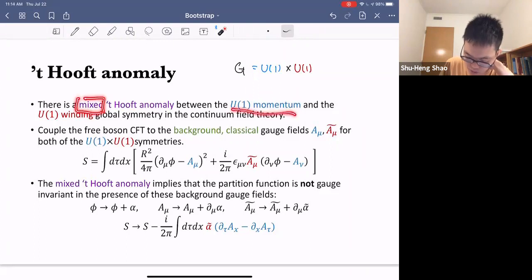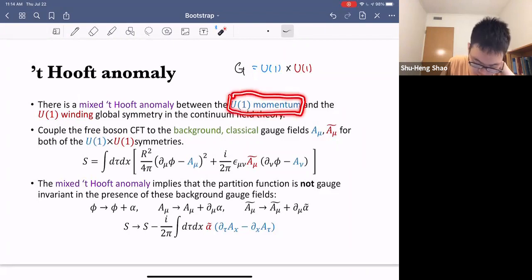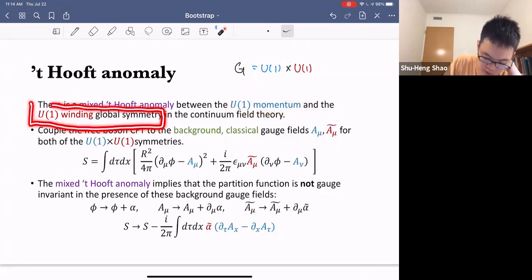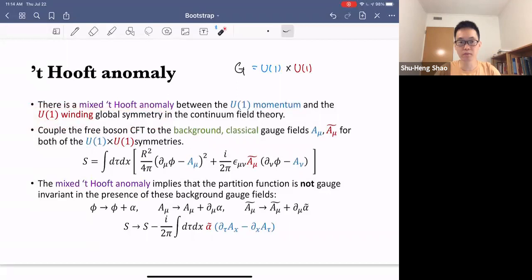Another way to look at this in this particular case is that it can be viewed as a mixed 't Hooft anomaly between two global symmetries, meaning that if you turn on the background fields for this guy, then the partition function will not be invariant under this gauge transformation. And vice versa, if you turn on the background gauge field for the winding, then the partition function will not be invariant under the momentum gauge transformation. So let's try to see that more explicitly. I think this is arguably the simplest anomaly among low quantum systems, even though it's in 1+1D, many of its aspects are easier compared to the quantum mechanics counterpart.